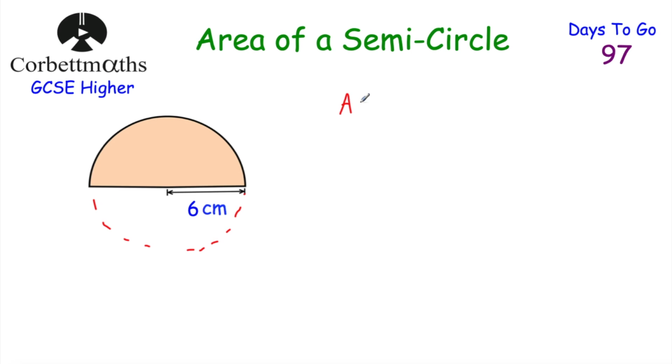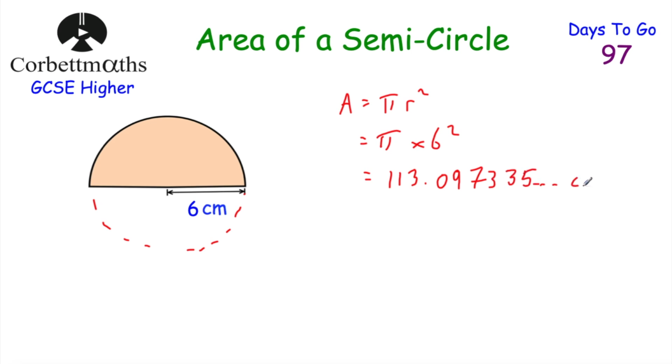We would do the area is equal to pi r squared for the whole circle. And the radius of the whole circle from the center to the edge is 6 centimeters. So we would do pi multiplied by 6 squared. This is a calculator question, so pi times 6 squared is equal to 36 pi, or 113.097335 and so on centimeters squared.